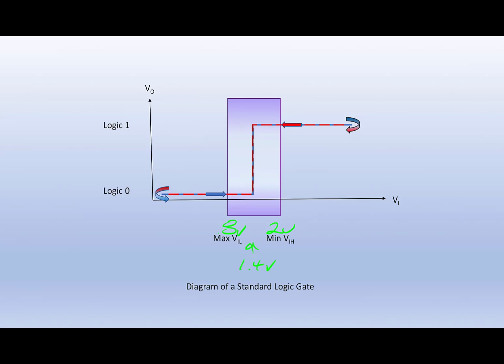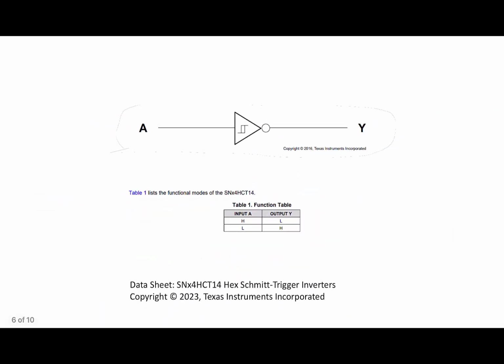From here on, we will shift from a general discussion of logic gates to actual ICs. Our demonstration will compare a standard inverter to a Schmitt trigger inverter. Our two example ICs will be the 74HCT04 hex inverter and the 74HCT14 Schmitt trigger hex inverter.